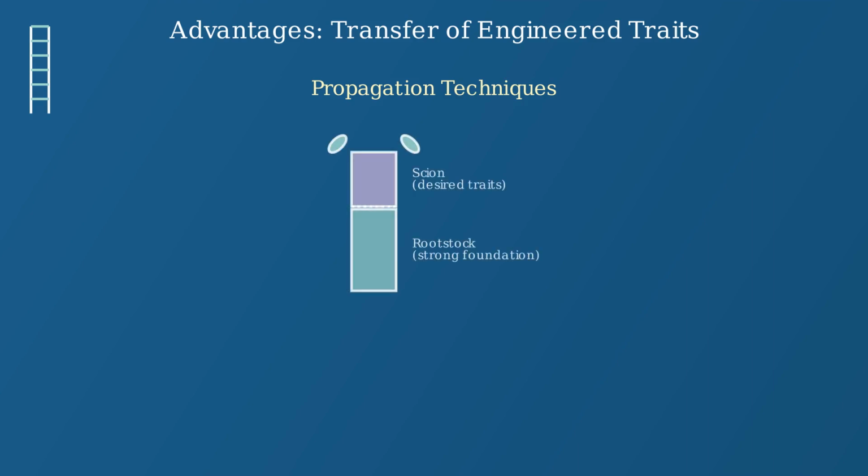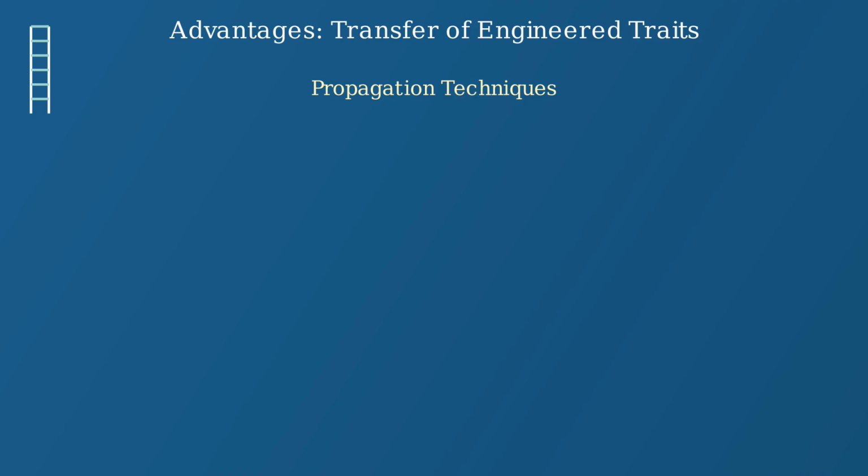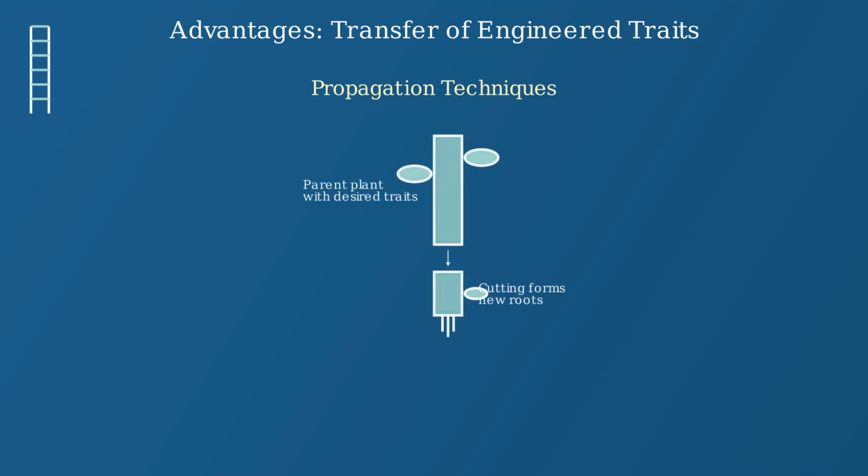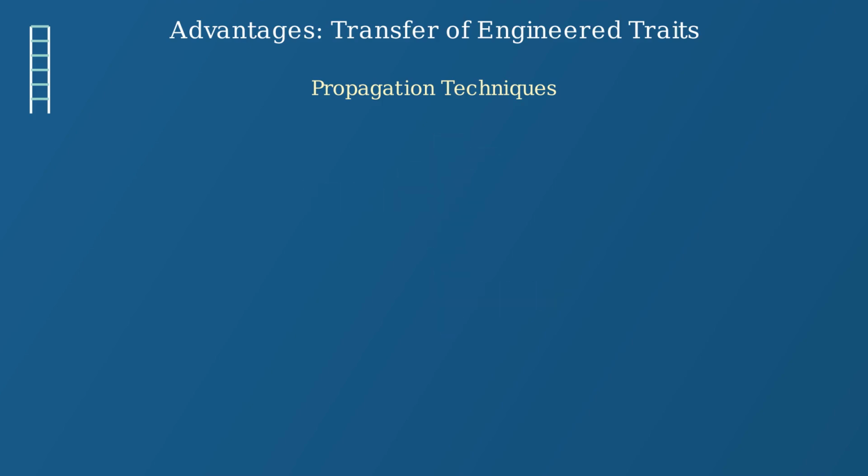Grafting involves joining the tissue of one plant with desired traits to the root system of another plant. This allows us to combine the engineered features of the scion with the established root system of the rootstock. Cutting involves taking a piece of a parent plant with desired traits and encouraging it to develop roots. This creates a new plant that is genetically identical to the parent, preserving all engineered characteristics.